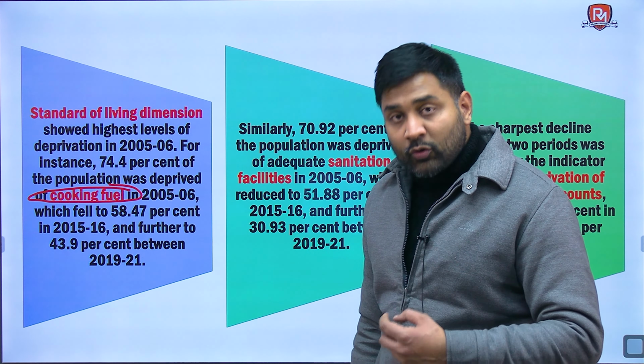Second is sanitation facilities. Again, more and more people nowadays have access to sanitation facilities. Earlier, 70.92% of people did not have sanitation facilities. Now, it has been reduced to just 30% or 31%.